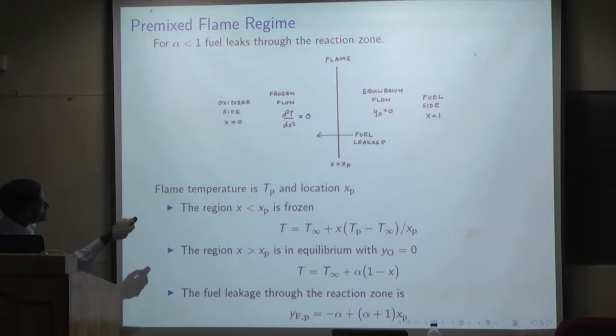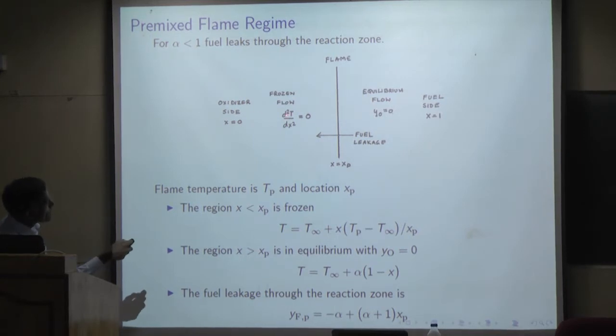So in the region where the flame sits at a position called XP, for X greater than XP, which is here, YO is 0, so that's the temperature profile. And in this region, the temperature profile is given by this. If you assume that the temperature at the flame is Tp, you can integrate that equation and get the temperature profile in this region, for the frozen flow as well as the equilibrium flow regime. And also, since in this particular case there's leakage of fuel, the leakage of fuel is given by that expression.